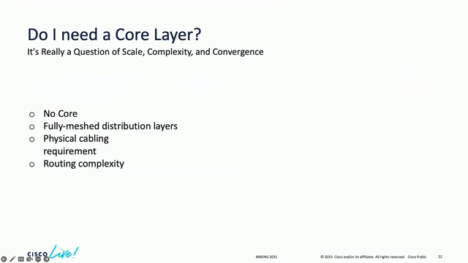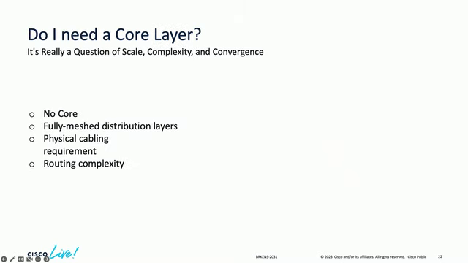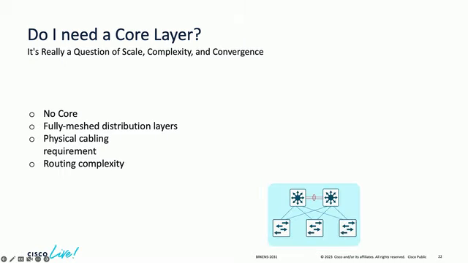And finally, the core layer. The core layer is all about performance. It's all about making sure that, from the performance perspective, we are able to connect all the different distribution blocks and scale it horizontally. So the question is, do we actually need a core layer? Well, if you start small, with just a distribution block and a couple of access switches, probably you don't. It is a perfectly fine and valid design.